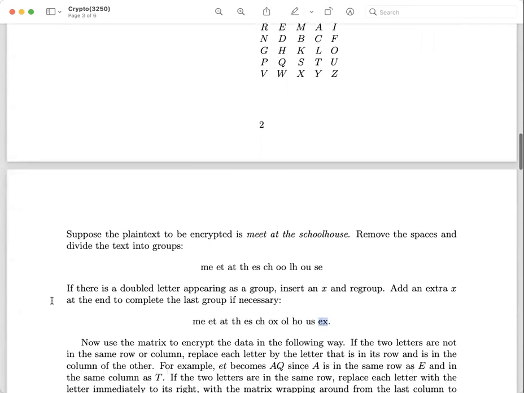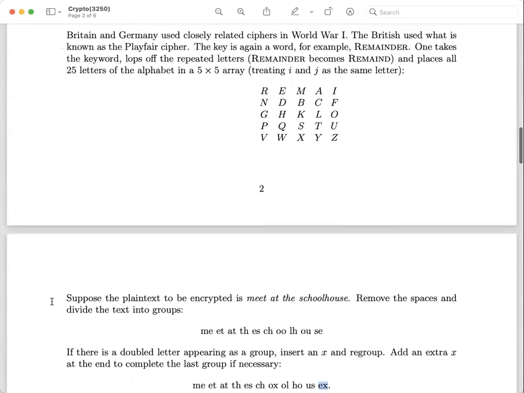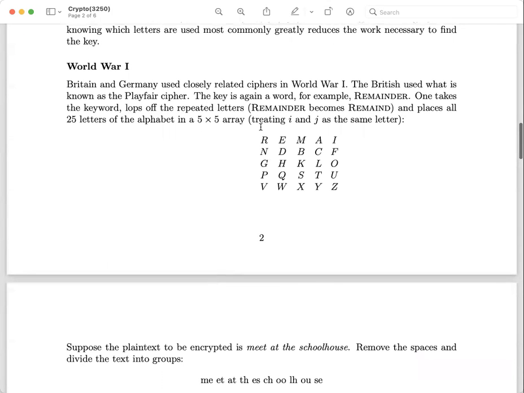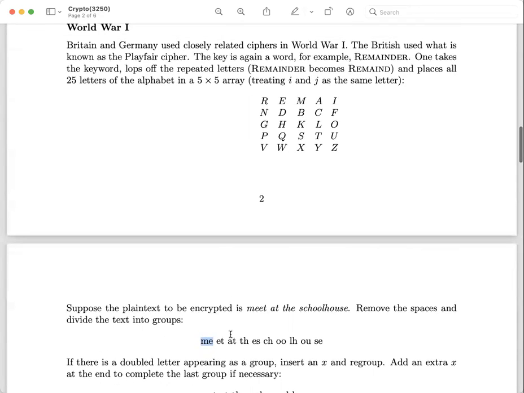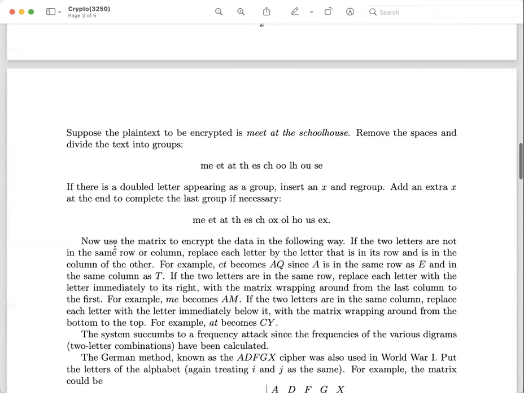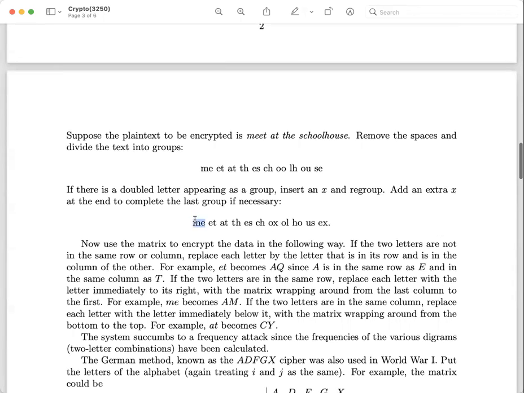And then to encrypt the data, you're going to look at this block of letters here. So if you wanted to say meet at the schoolhouse, the first chunk of data you would have would be ME. It's in the same row. To encrypt the data, you would take these letters and move them one space to the right. So ME would become AM, and that's how you would write down this first chunk.